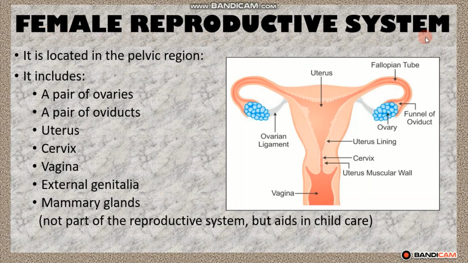Female reproductive system. Today we are going to discuss the human female reproductive system. So see, this is the diagram of a human female reproductive system. It is located in the pelvic region, just below the abdomen cavity, where our stomach and intestine existed. Just below the part of abdomen, it is located here, in the pelvic region.